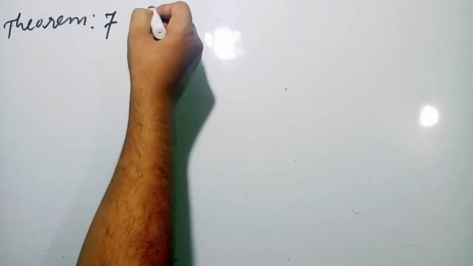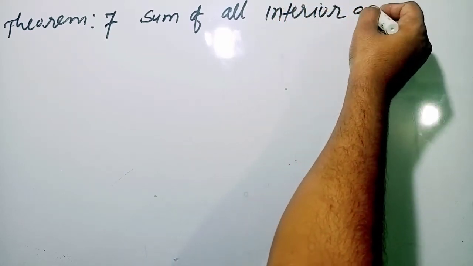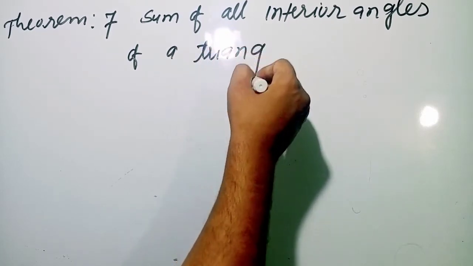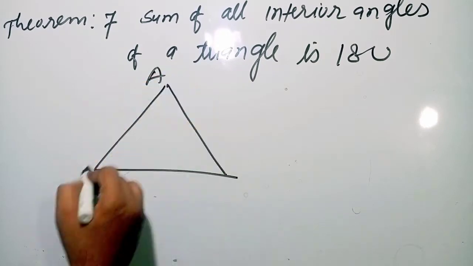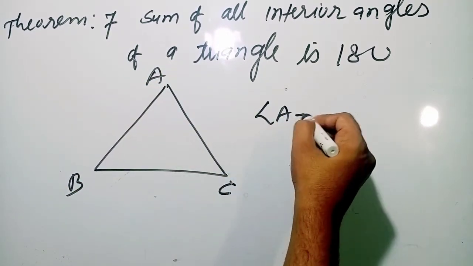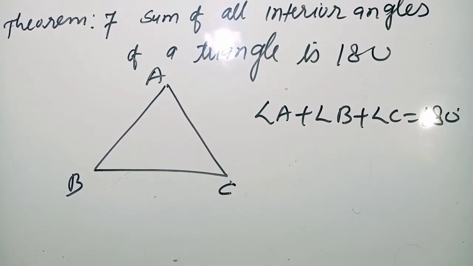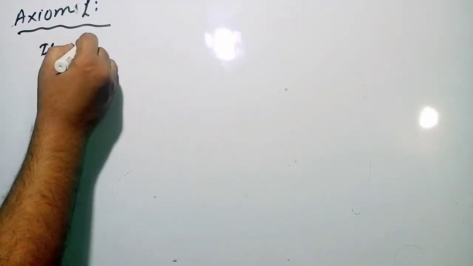Now the next theorem, theorem number 7. Sum of all interior angles of a triangle is 180. Suppose here is triangle ABC and the interior angles A plus B plus C is equal to 180. Understood, students? Sum of all interior angles of a triangle is what? 180 degrees. Now let us discuss axioms.